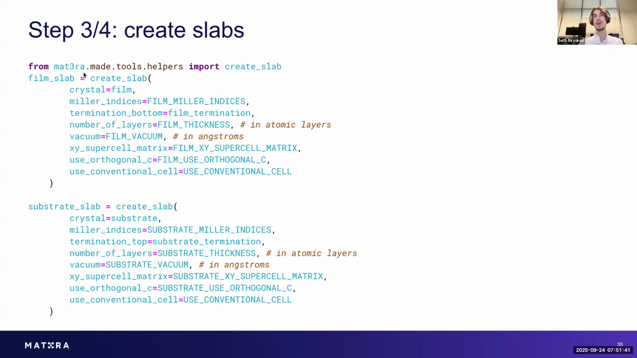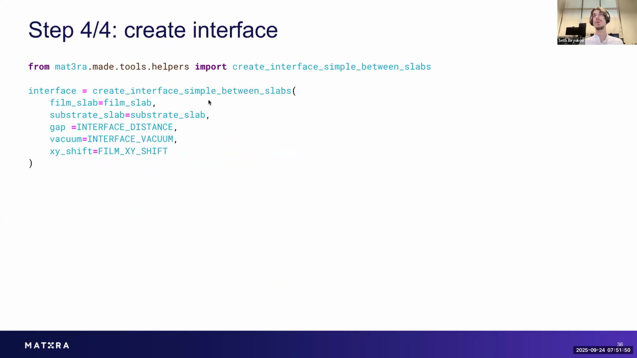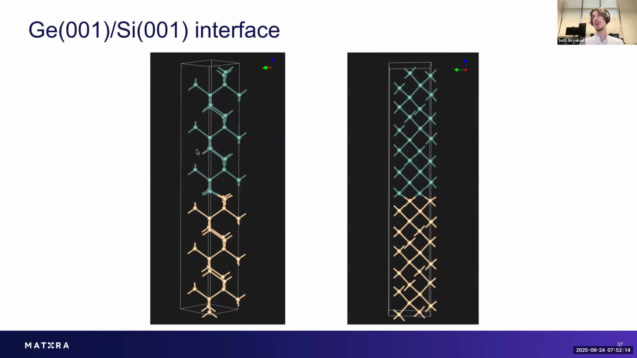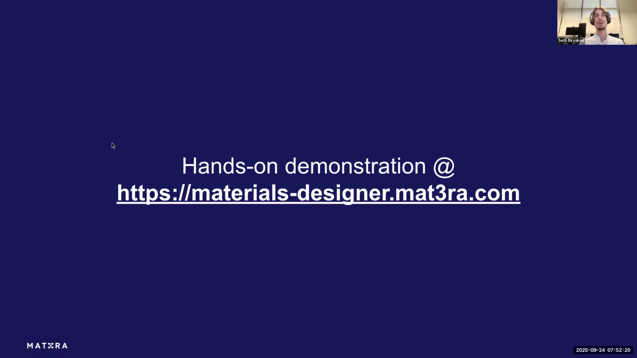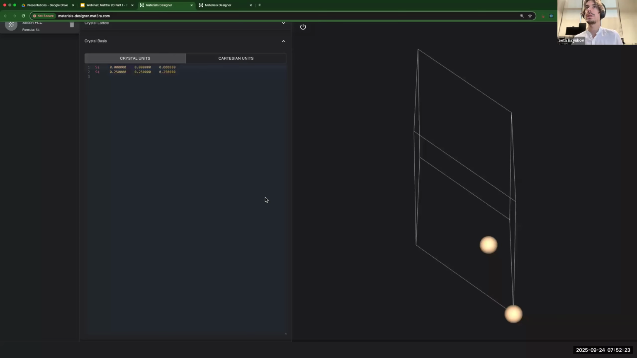Next, we're going to create slabs with the same function that we used before, providing all the parameters that were specified. And then we get to the creation of the interface with the help of the function. We pass the film slab, substrate slab, and gap and vacuum. Also, we can provide an XY shift to shift the film in angstroms relative to the substrate in the XY direction. And as a result, we should get an interface seen from different directions. Okay, let's look over this.